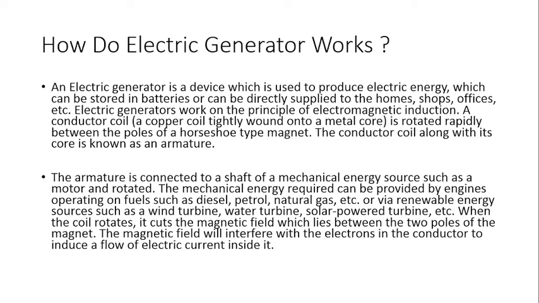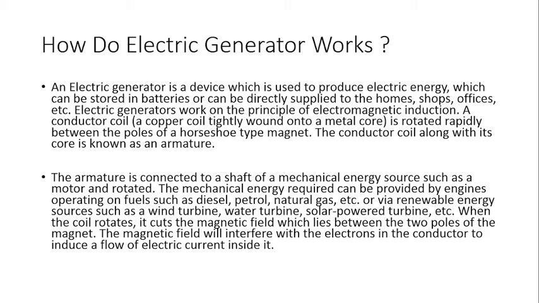A conductor coil, like a copper coil tightly wound on a metal core, is rotated rapidly between the poles of a horseshoe magnet, and the conductor coil along with its core is known as an armature. An armature is connected to a shaft of a mechanical energy source such as motors and rotated.